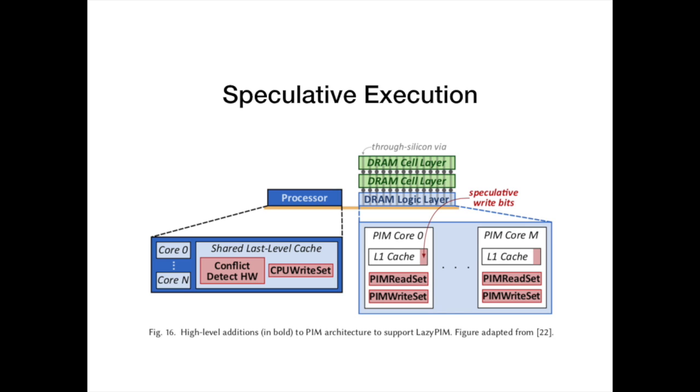During PIM kernel execution, 3 sets of addresses are stored. First, the CPU write set, which is all CPU writes to the PIM data region. Secondly, the PIM read set, which is all PIM reads. And third is the PIM write set, which is all PIM writes. These are then used at the end of the kernel execution to determine if there was a conflict.